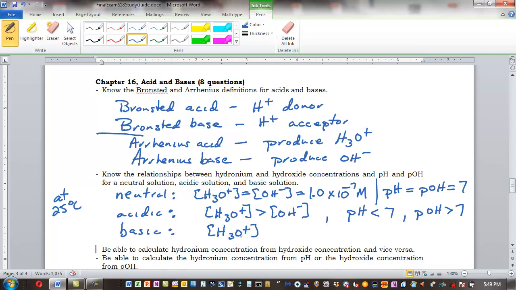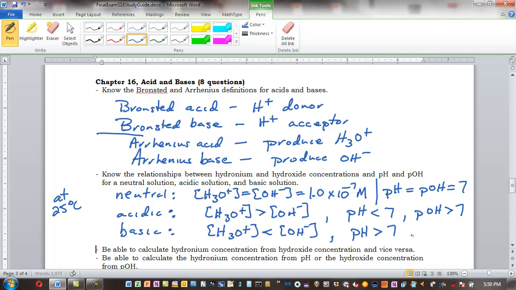Hydronium compared to hydroxide: hydronium is less than hydroxide. Bases produce hydroxide, so your hydroxide goes up and your hydronium goes down. They're going to go in opposite directions from each other. And then what about pH?